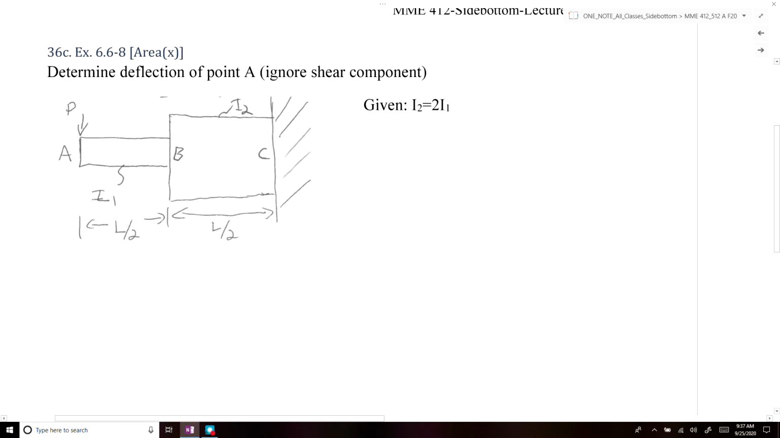So in this problem, we're asked to determine the deflection at point A here. All right, and we're going to ignore the shear component. In order to do this, we can use Castigliano's method. So we can say that delta A would be equal to the derivative of U with respect to the force applied at point A. In this case, our force applied at point A is P.